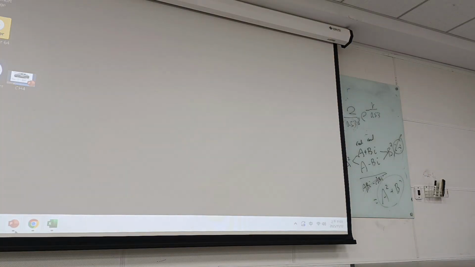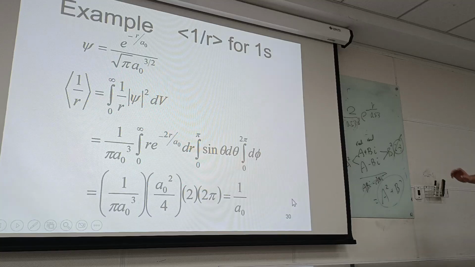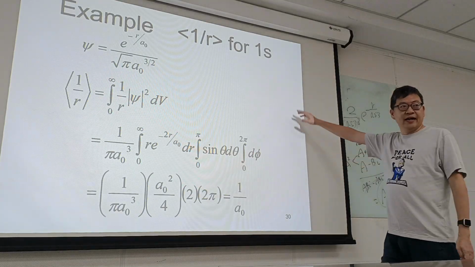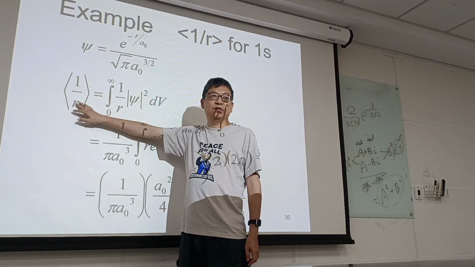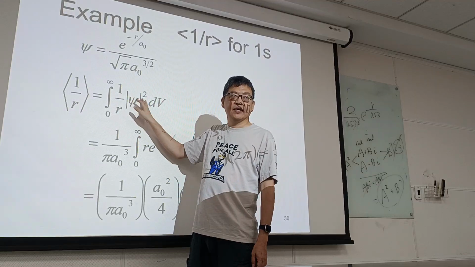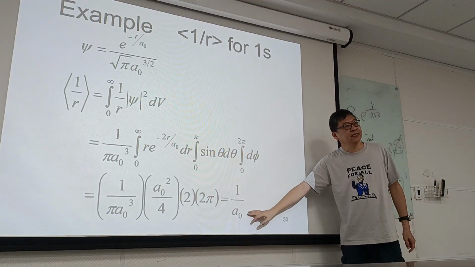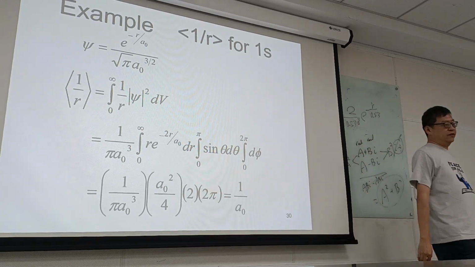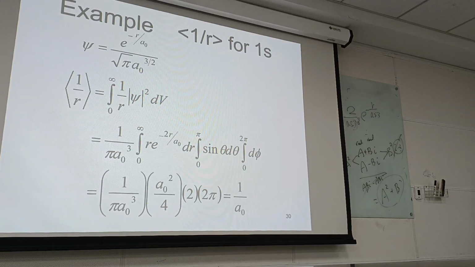So if I want to get the mean value of 1 over r, I need to multiply 1 over r by this function, and the integration will become 1 divided by a naught. This is from Excel. I don't need to do the calculation. I just use Excel, and I can get the same result.